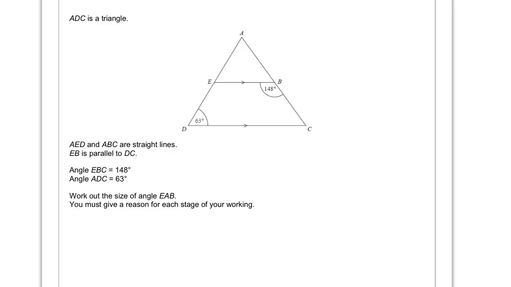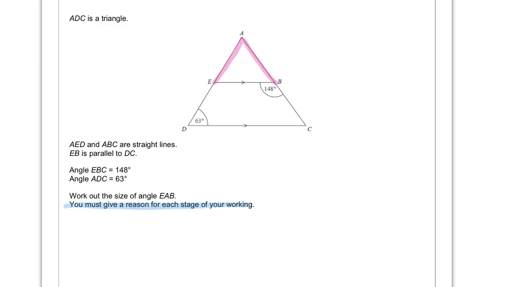Right, question 15. Here we go. ADC is a triangle. AED and ABC are straight lines. EB is parallel, and so on. Awesome. Work out the size of the angle EAB. Now, this is 5 marks because we have to give specific reasons.